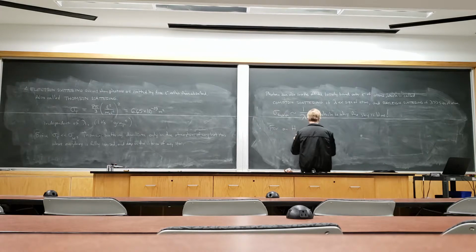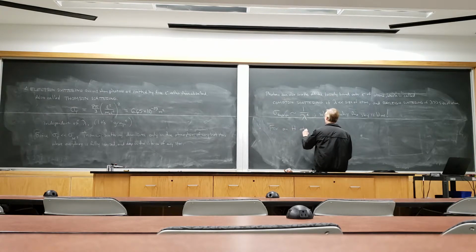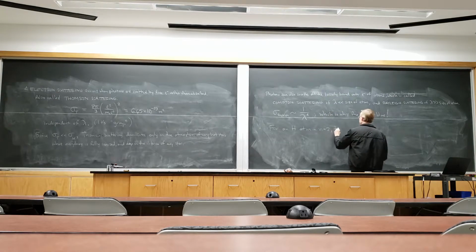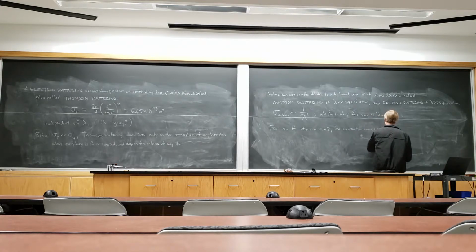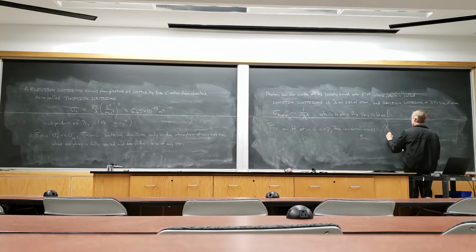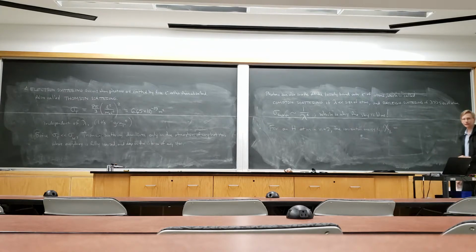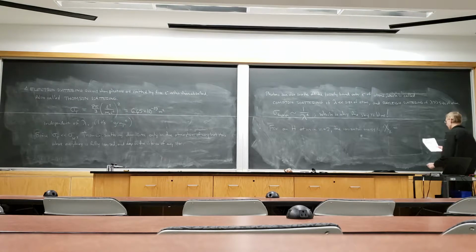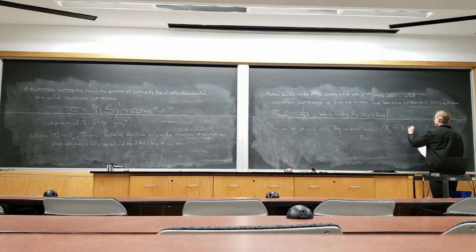For an H atom in the n equals 2 state, the ionization energy is, remember we use chi to indicate ionization energy, so that would be chi2. The ground state ionization energy was 13.6 electron volts. Here it's 13.6 over 2 squared, so that's 3.40 electron volts.